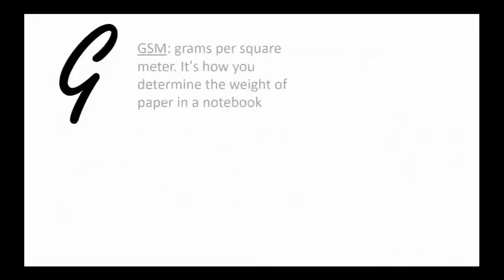Moving on, we have G. And for G, we have GSM. So the GSM is grams per square meter, and that's how you determine the weight of paper in a notebook. Common weights, or GSM, are anywhere from 90 to 160. The higher the number, the thicker the paper. And the higher the number, the less likely you are to have things like bleeding happen.